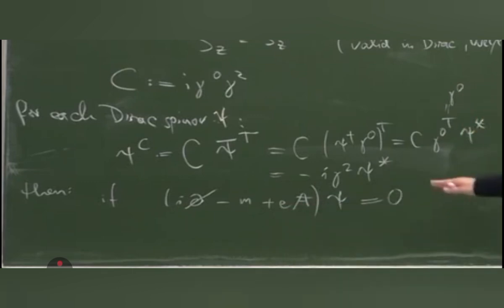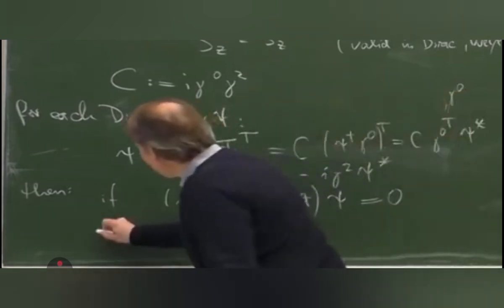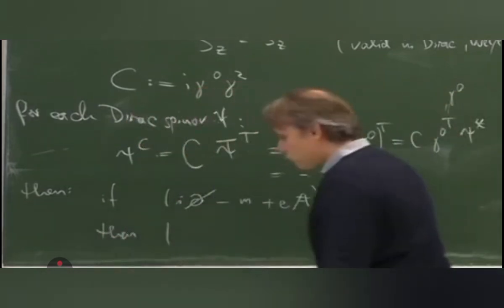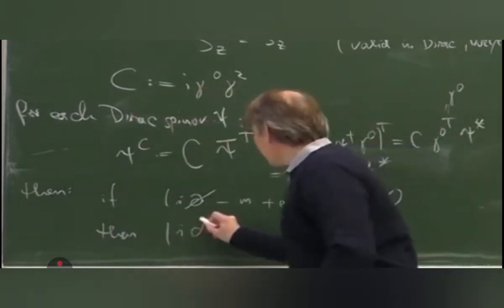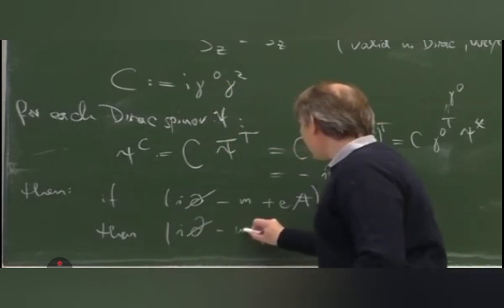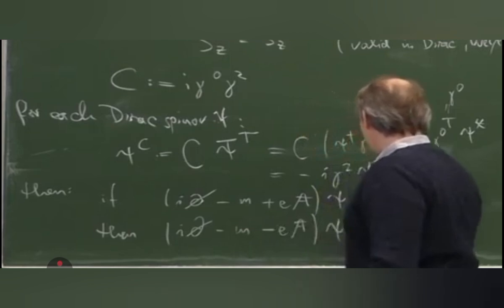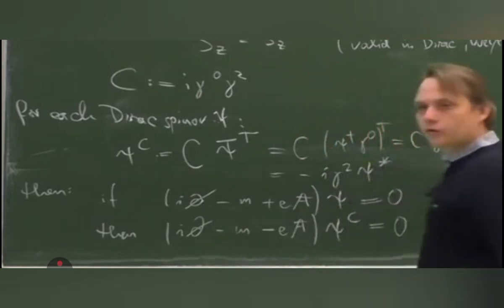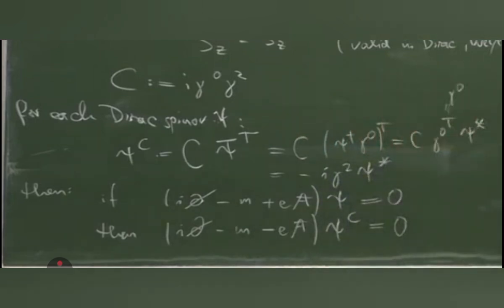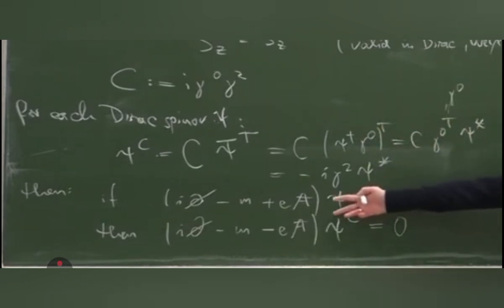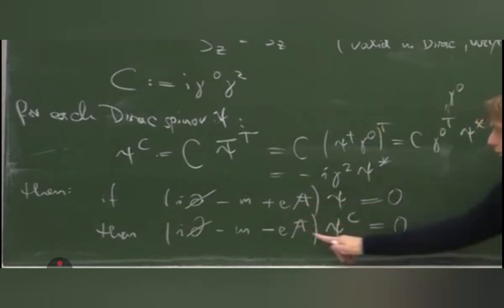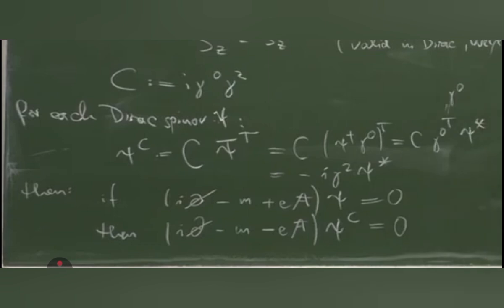So if that equation is valid, then, and that was your exercise, automatically the following holds: (i D slash minus m) minus e times A slash acting on psi C is also satisfied. So that is equivalent. If psi satisfies the equation with plus, psi C satisfies the same equation with minus, and so you see that the charge reverses its sign, and that motivates the name charge conjugation.